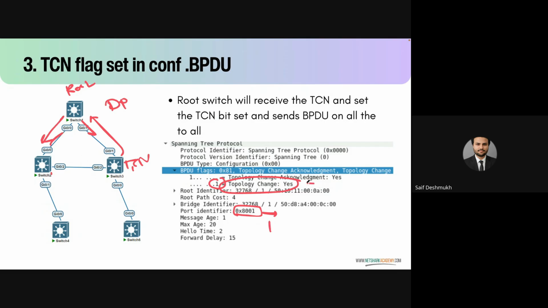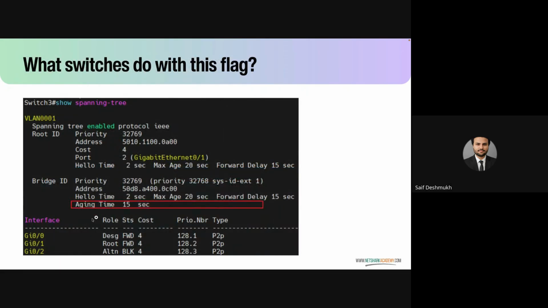But anyway, upon receiving this, these switches also change the BPDUs they were sending. In those configuration BPDUs, they also set the flag saying, hey, topology change occurred. Everyone is flooding this flag in the BPDUs they send every 2 seconds. But why? So that everybody changes the aging time of their MAC address table from 300 seconds to 15 seconds.